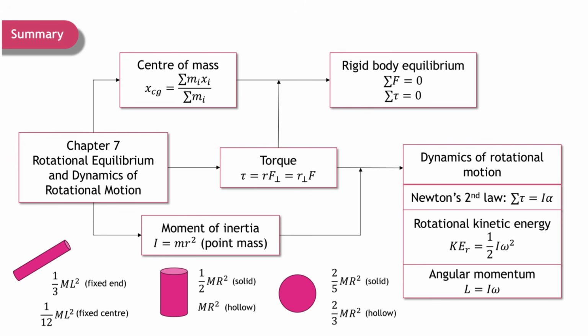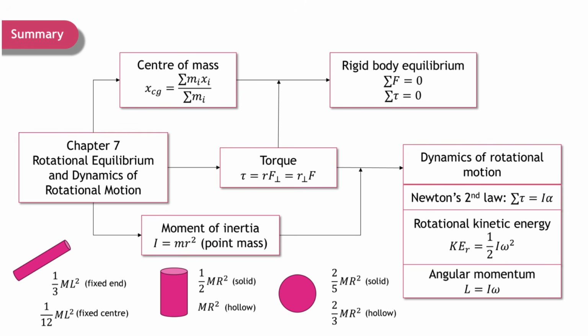Let's conclude this chapter with a quick summary. We began by introducing the center of mass and torque, which are the foundation for analyzing rotational motion. Using these concepts, we studied the conditions for rigid body equilibrium, where both the net force and net torque must be zero. Next, we introduced the moment of inertia, the rotational equivalent of mass, and learned the standard formulas for common objects such as rods, cylinders, and spheres.